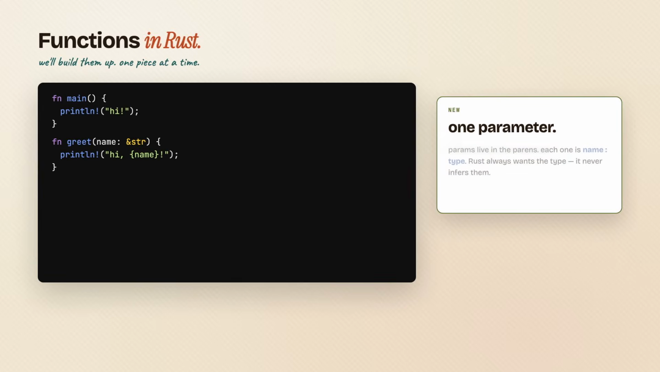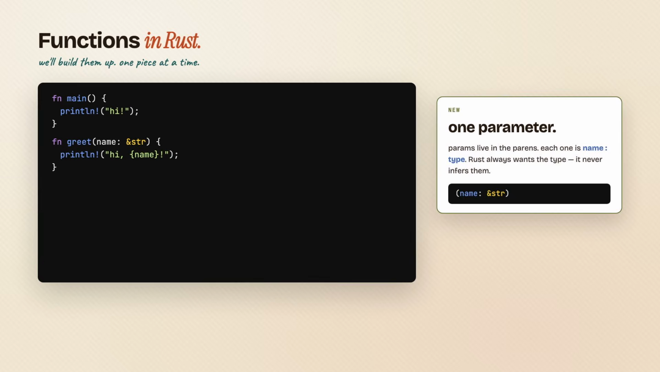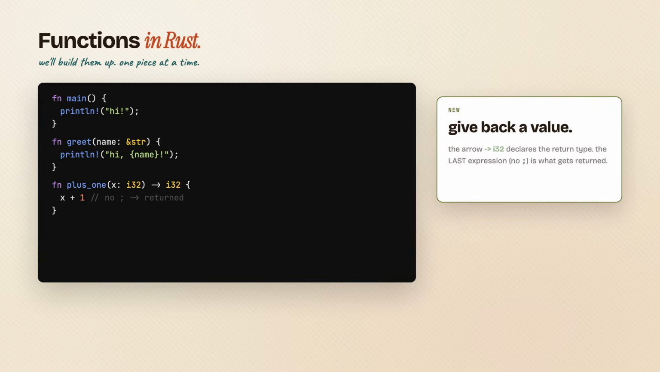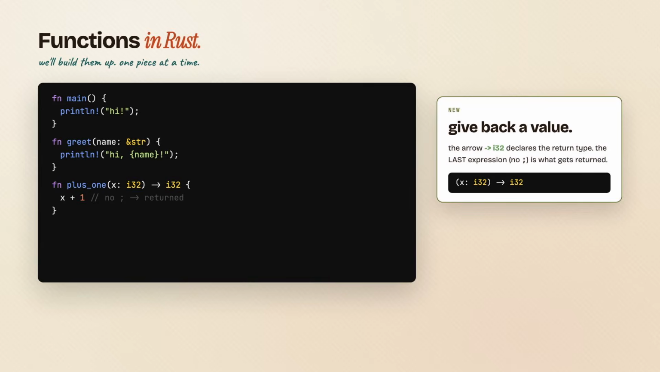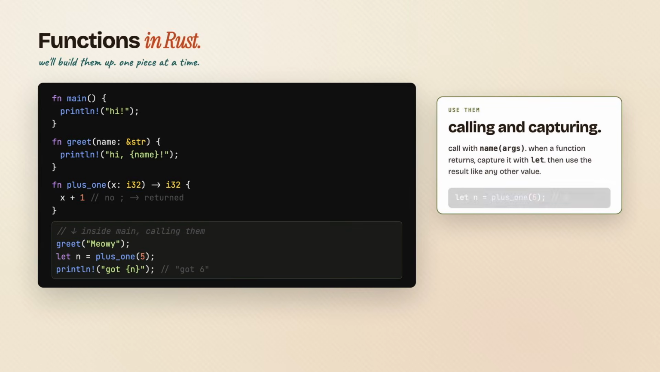Function greet has this parameter that we are calling by $str, which takes one argument, which is a string slice, and parameters always need an explicit type. Rust never infers them. If you need multiple parameters, you can just separate them by using a comma, and each gets its own type. Now let's take a look at the return values with the arrow syntax.